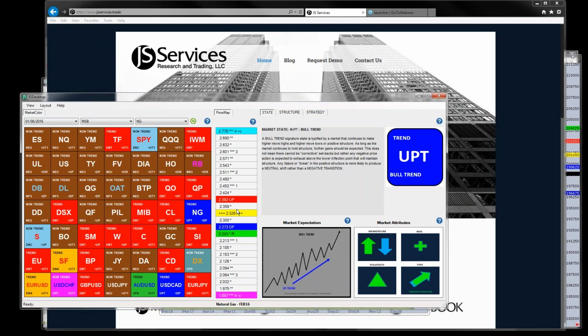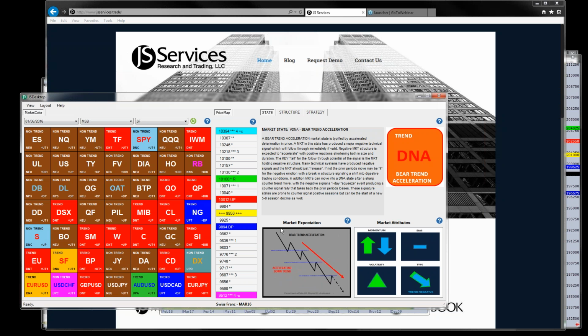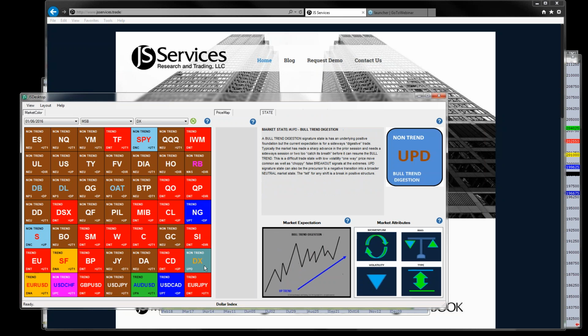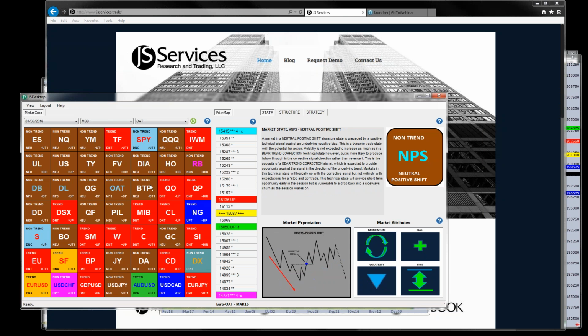What JS Services has done is expand on that a little bit, because markets are always expanding and contracting, but they don't always expand and contract in the same way. Sometimes you'll be in a bear trend situation, but other times it might be more of an accelerated bear trend, really aggressive. Or you may be in a bear trend correction, where you're going to have a different expectation. The market's in a negative trend, but you can anticipate those sharp corrective rallies against the trend before the trend resumes. Or maybe you're in more of a digestive market state, or neutral, shifting state. And as traders, we've all lived in these environments.